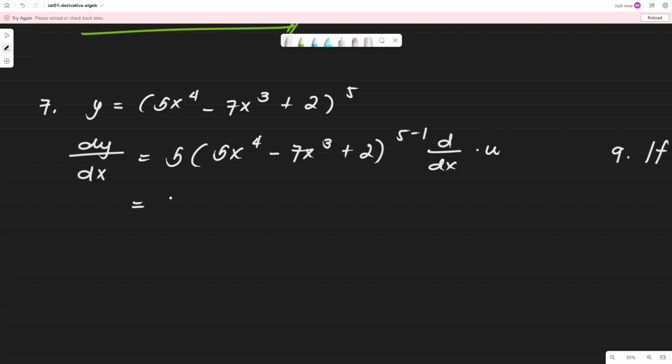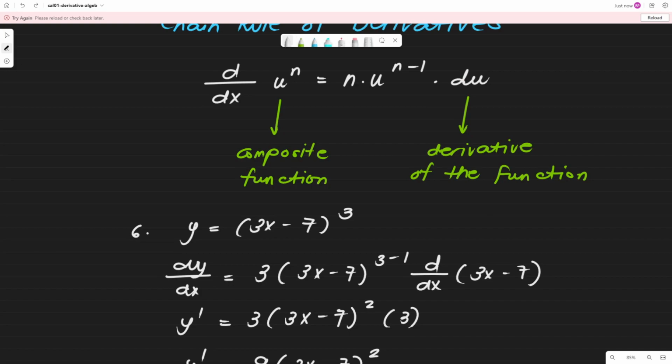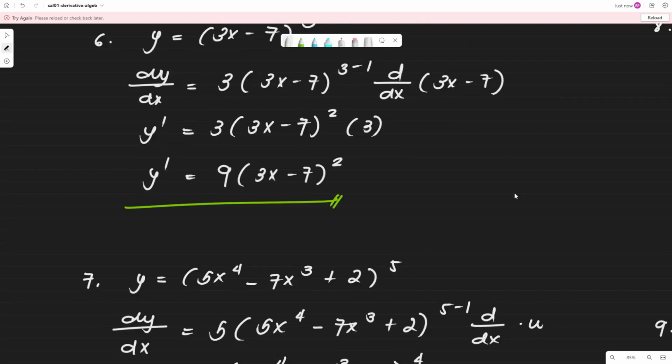Then we have 5 times 5x raised to 4 minus 7x cubed plus 2 raised to 4. What is the value of du? Actually, this can be simplified as du. Let's put it up here, so that you will at least be familiar when you see du. The derivative of u raised to n.